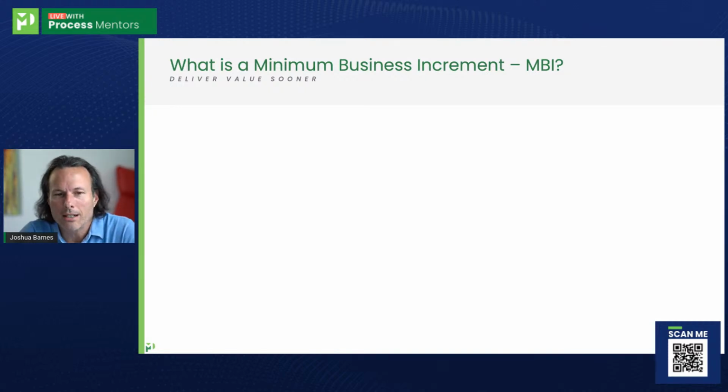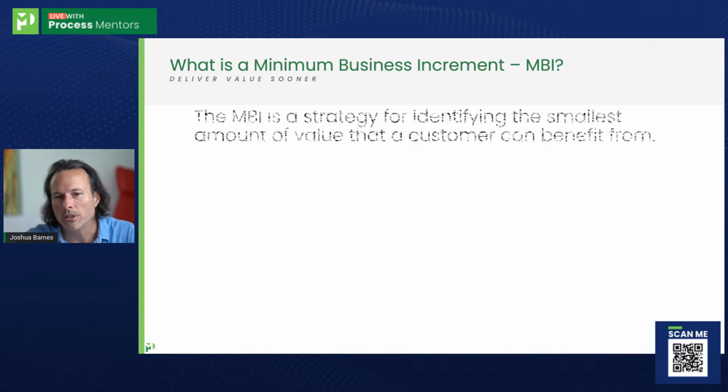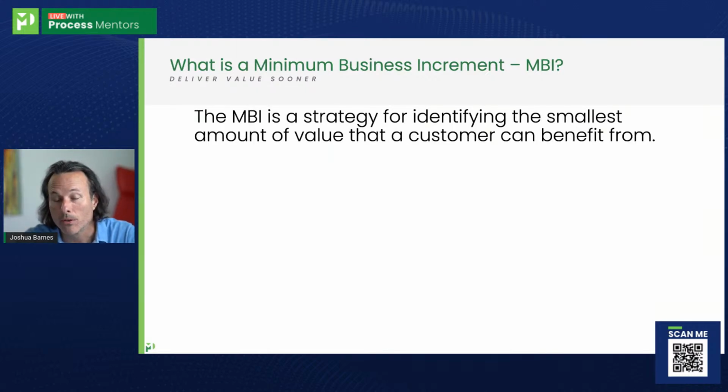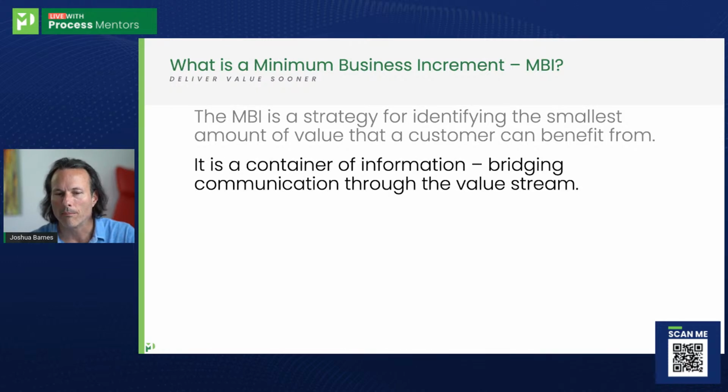So the first thing I'll start off with is what is a minimum business increment? How can we use this to deliver value sooner? Well, first off, the MBI is a strategy for identifying the smallest amount of work, the smallest thing that we can do next that's going to add value to a customer and something they're going to receive some benefit for. It's a container of information.